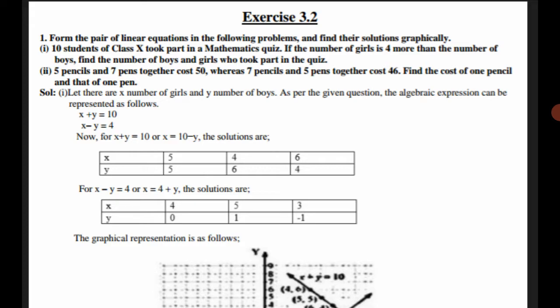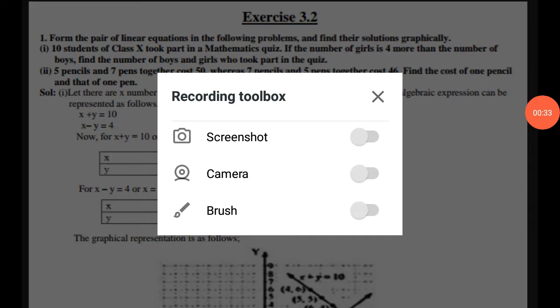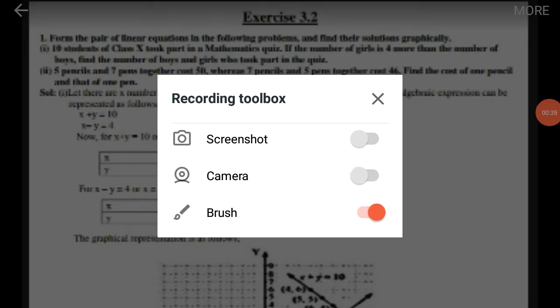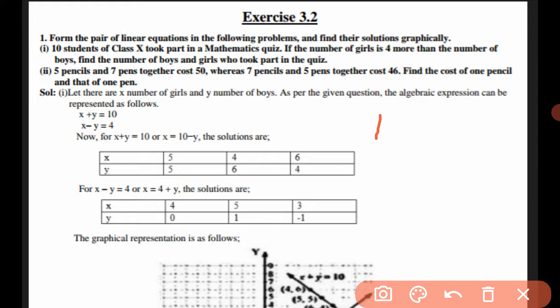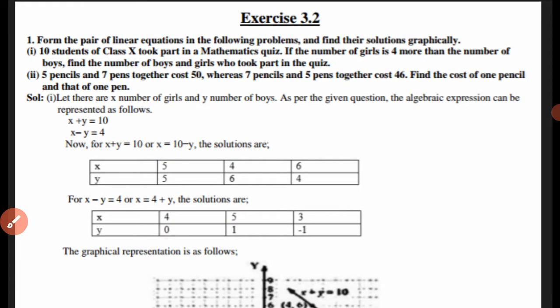So first we have to form the pair of linear equations, and here we have to find the solution graphically also. When we have to find graphical solutions, it means we have to make a graph. So in the first part we are given: 10 students of class 10th took part in a mathematics quiz. If the number of girls is 4 more than the number of boys, find the number of boys and girls who took part in the quiz.